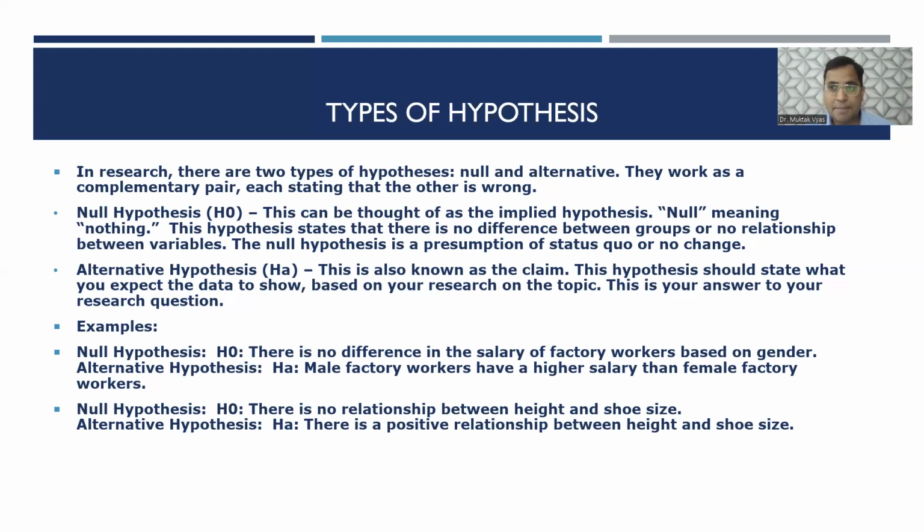Now we look at some example for conceptual clarity. Null hypothesis. There is no difference in the salary of factory workers based on the gender. So the salary of factory workers are same whether it's male or female. Alternative hypothesis, male factory workers have a higher salary than female factory workers. Now coming to the next example, null hypothesis, there is no relationship between height and shoe size. In alternate hypothesis, there is a positive relationship between height and shoe size. So these are types of hypothesis and the examples.